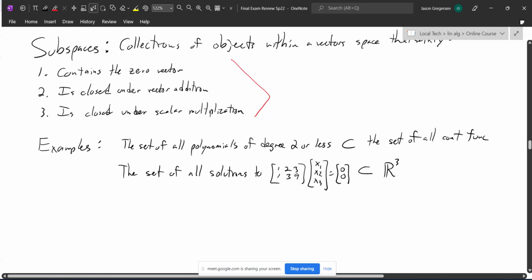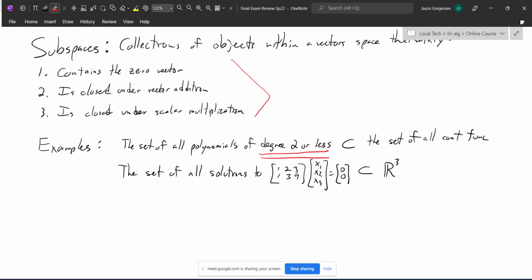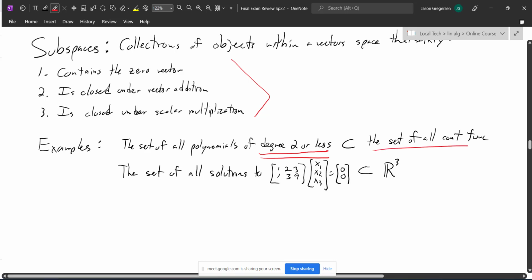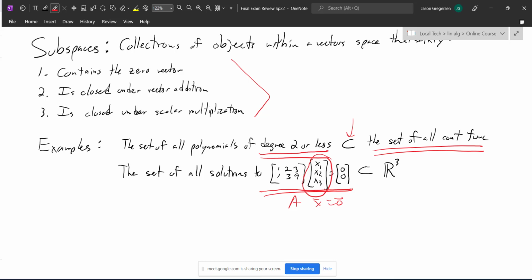So here are 2 examples of subspaces. We would say the set of all polynomials of degree 2 or less is a subspace. And if we're calling it a subspace, it must live in a bigger vector space. That bigger vector space would be the set of all continuous functions. So this means a subspace of. Another example might be the set of all solutions to this homogeneous matrix equation, AX equals 0. This would also be a subspace. We're looking for all the solutions to this equation, and we see those solutions live in R3. So this would be a subspace of R3.